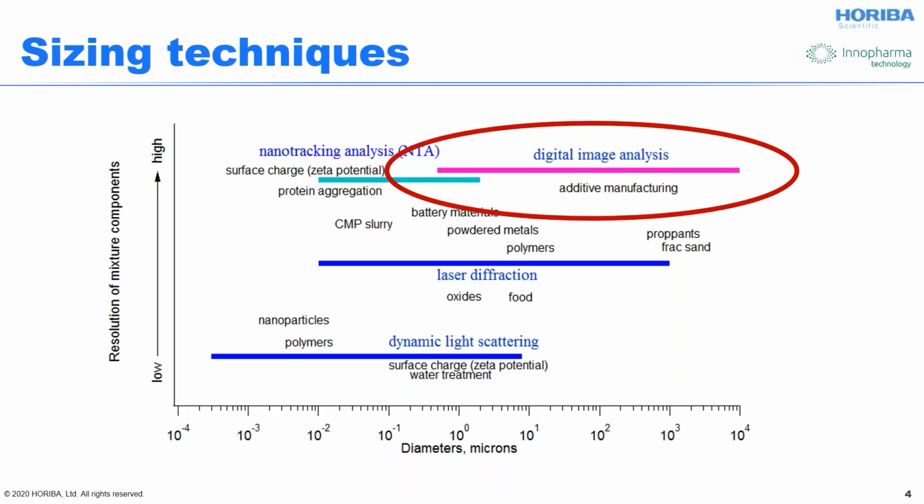Digital image analysis really operates in this range at above about 1 micron and goes up to millimeters. And so it really sits at the larger size of the particle characterization range. And because you're looking at particles individually, you're able to resolve out different individual components quite nicely, which is why it sits high in this graph.